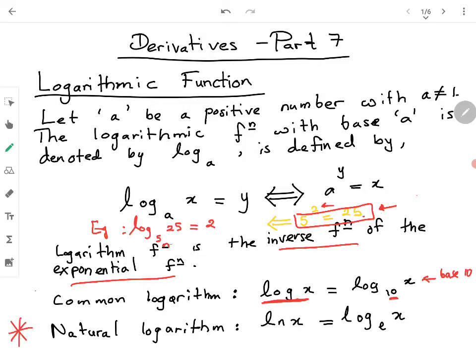And this is the one we will see the most, the natural logarithm. The notation is ln x. The natural log has base e, which is Euler's number. So the log function with base e is called the natural logarithm, and the notation is ln x. So if you see ln x, that means the log function with base e.